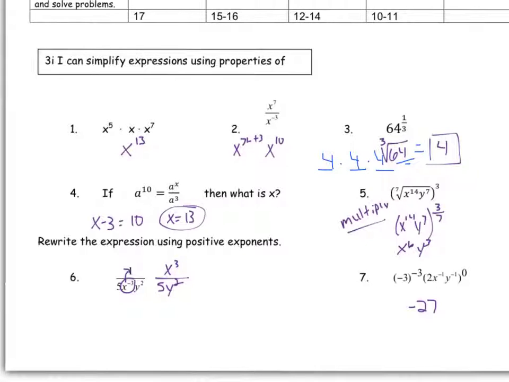For 4, I set it up as an equation. We know that when we're dividing powers with the same base, you subtract. So x minus 3 is 10, so x has to be 13.